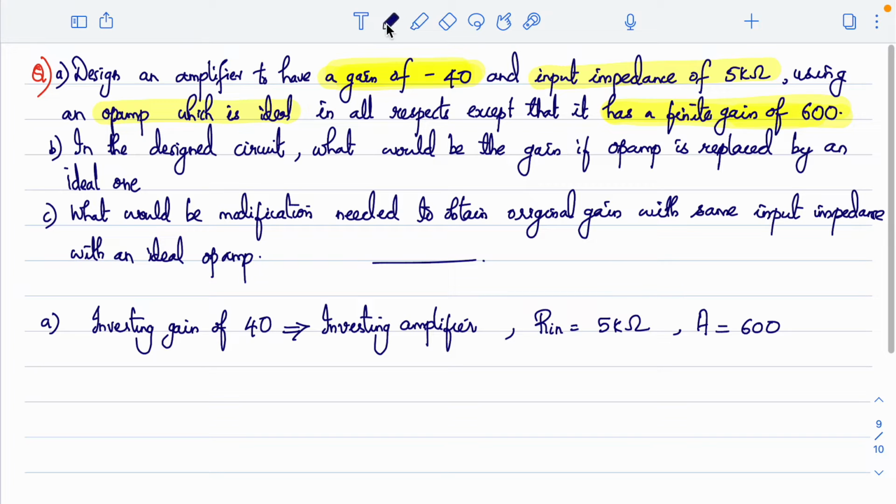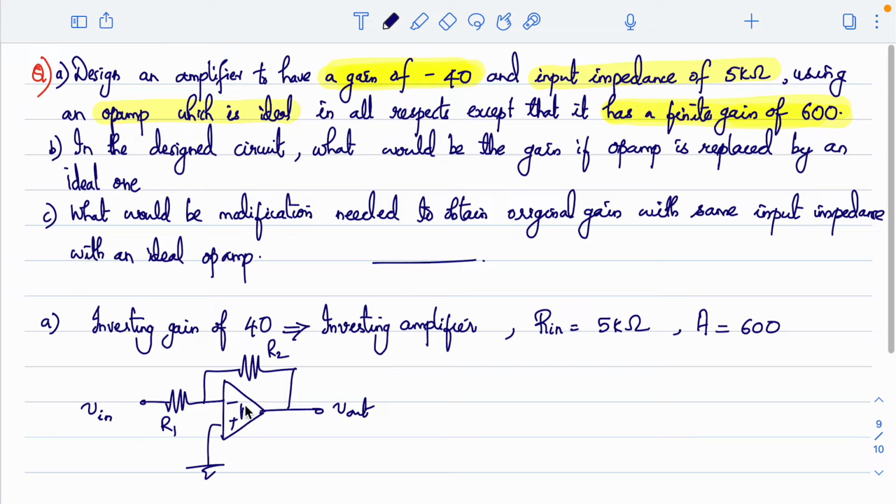Since we know that the circuit is inverting, I can go ahead and draw a circuit with minus and plus. This is V in, this is V out, this is R2, this is R1, and A here, and that A is 600. One thing we need to understand now is that V out by V in should be equal to minus 40. Can I write it as minus R2 by R1? Can your V out by V in be taken as minus R2 by R1?